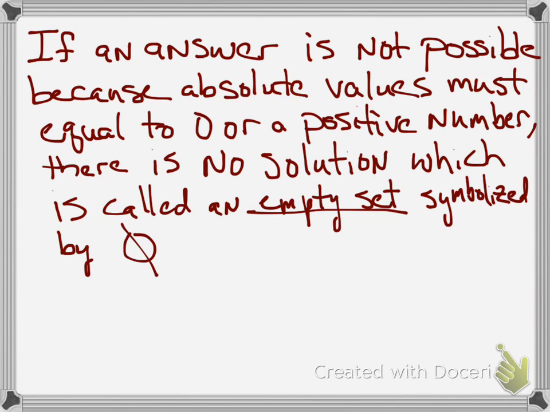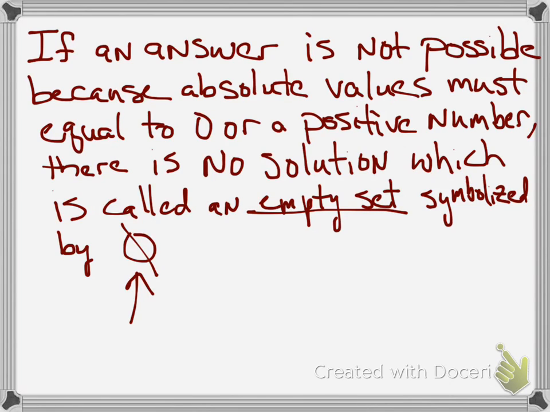All right, so here's something to make sure of. If an answer is not possible because absolute values must always equal 0 or a positive number, there is no solution, which is called an empty set. It's symbolized by a 0 with a line through it, or an O with a line through it. So when we want to say no solution, that's the symbol I want to use. This symbol right here. No more NS.